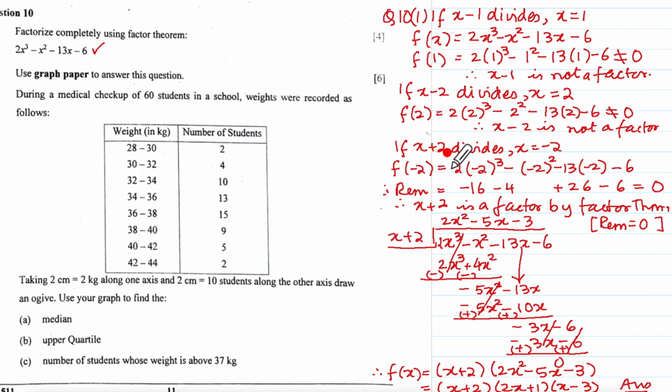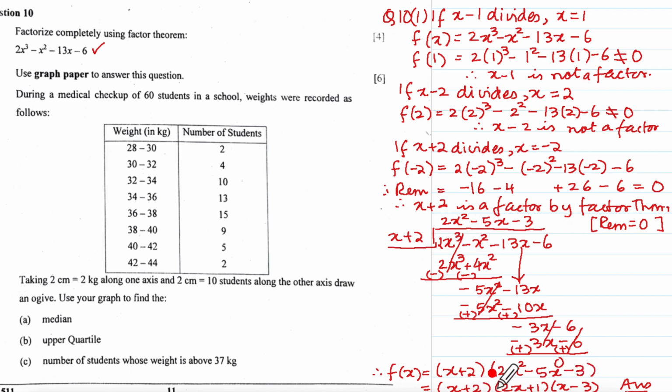But if we take x plus 2 to divide, then x plus 2 will be equal to 0, giving us x equal to minus 2. So f of minus 2 will be, as you can see, I have solved this and it comes out to be 0, which means x plus 2 is a factor by factor theorem, because this f of minus 2 is the remainder and that remainder is equal to 0. Then we show the long division like so. So you will, of course, you know how to do this, right? So we will have this will go so many times, and f of x will be this multiplied by this.